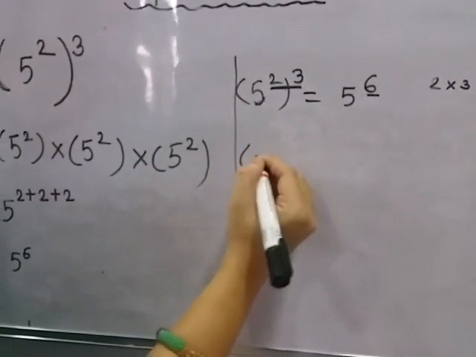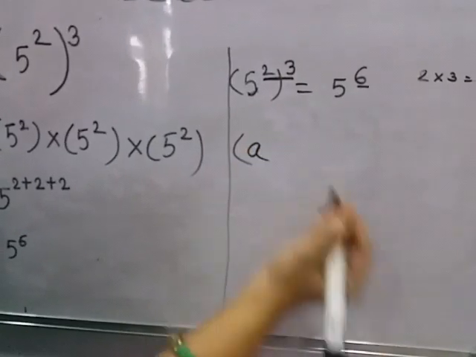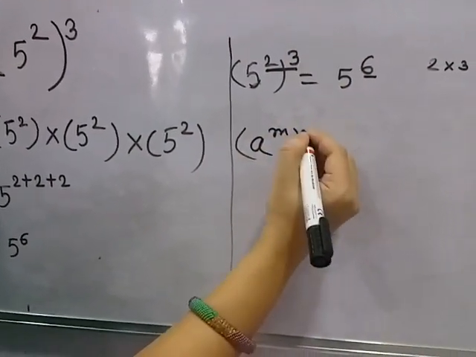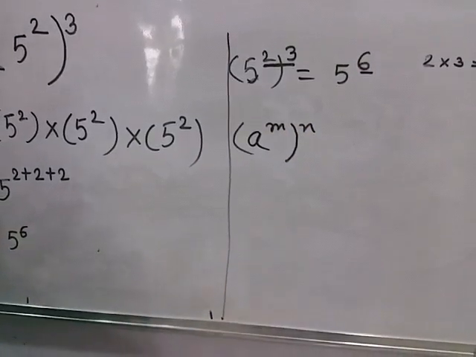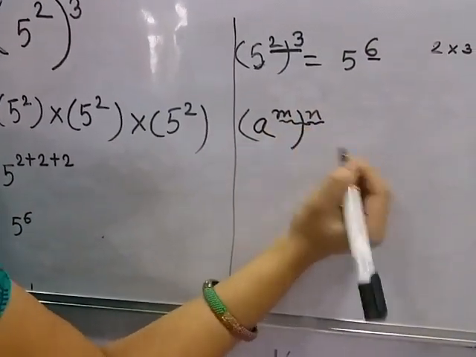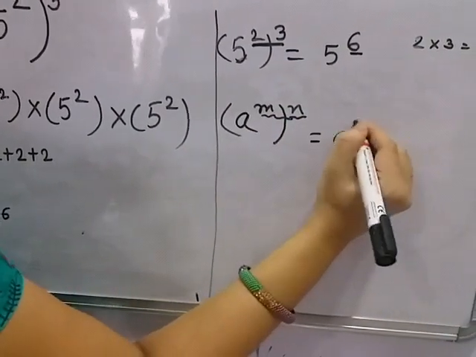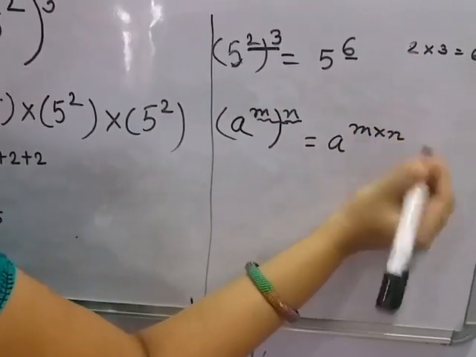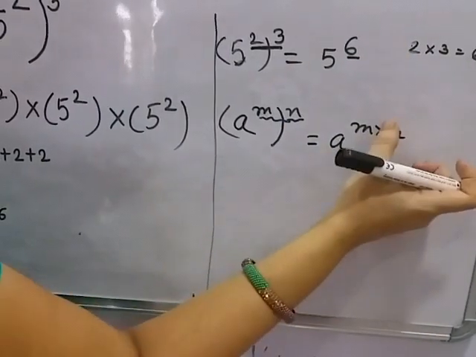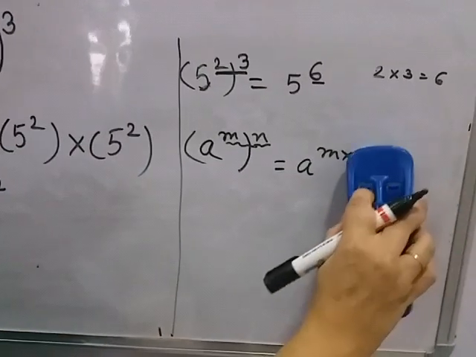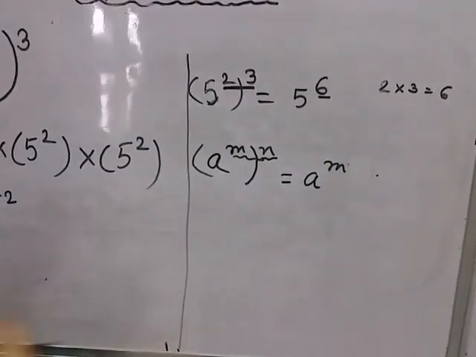Again, for one base, we are going to take it as A. Two different indices. So one index is inside the bracket, one index is outside the bracket. These two indices are there. We are going to multiply that. So we are going to get the answer A raised to M into N. Okay, so we'll multiply. But student, if you do not put this multiplication sign, it doesn't matter. You can write down directly MN.